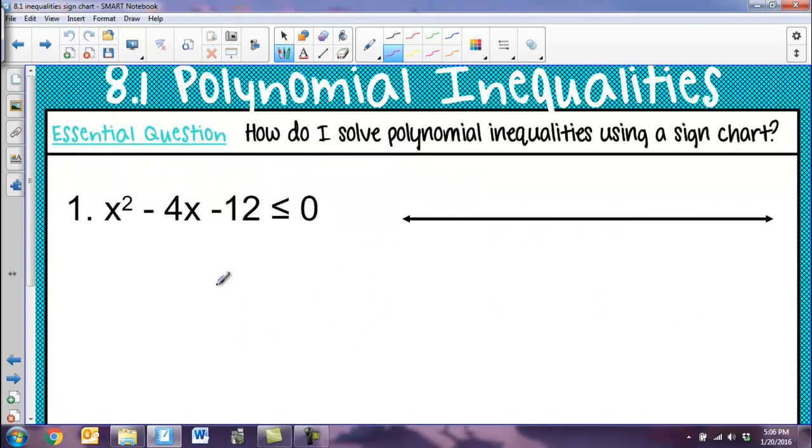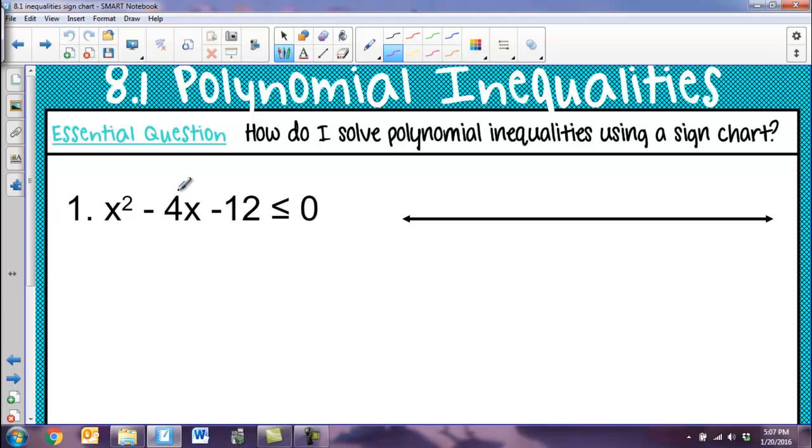Okay, so this is our first example. We have x squared minus 4x minus 12 is less than or equal to 0. What we're looking for here is, where is this graph negative? In order to figure that out, we could use our calculator or graph this function and then figure out where it is below the x-axis. But if you don't have a calculator and you do need to know the behavior at that point on the graph, we can go ahead and use what's called a sign chart.